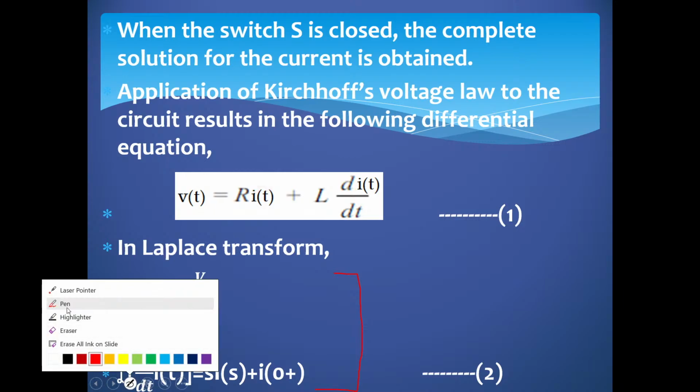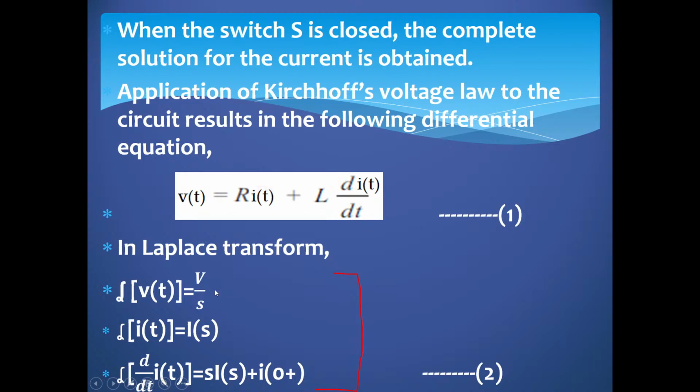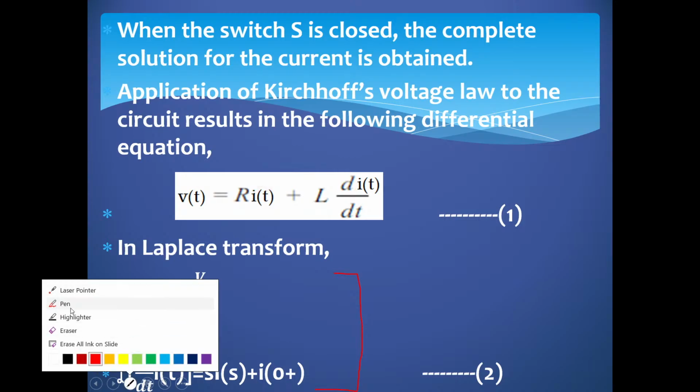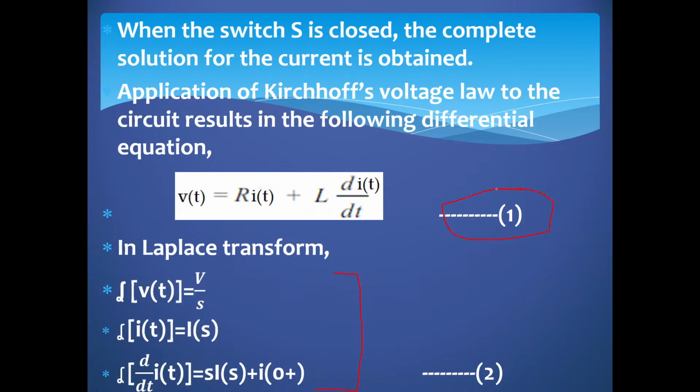It's okay. Laplace of v of t is v by s. Laplace of I of t is I of s. Laplace of d by dt of I of t is s into I of s plus I of 0 plus. Consider this as equation 1 and the other one as equation 2. I hope you have written equation 1 and equation 2 meanwhile.